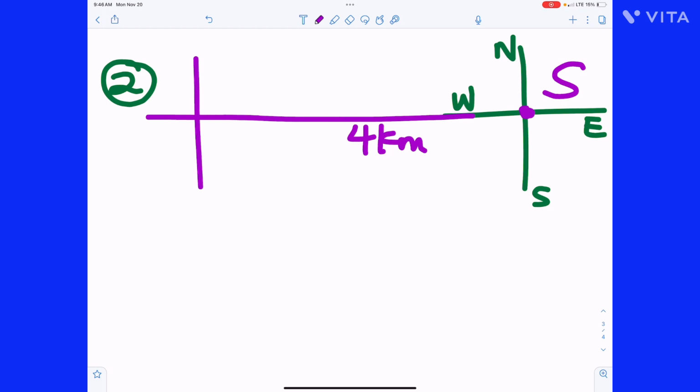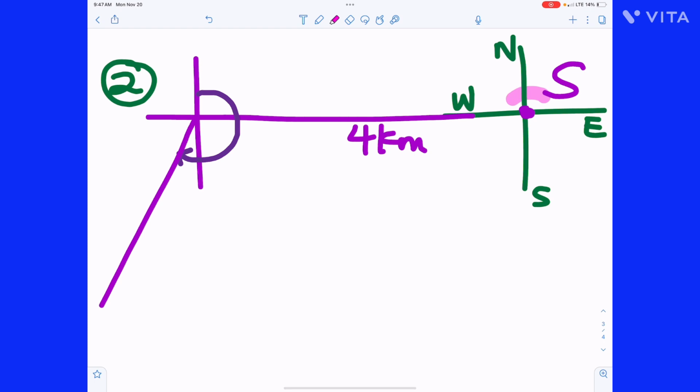Now, the question says, on getting to this point, he walked on a bearing of 197. So let's read 197. This is 0, 90, 180. So 197 will be somewhere here. As you can see, the question says he then walked on a bearing of 197 degrees. 197 degrees will be somewhere here. Let's just mark it. So he walked on a bearing of 197 here until he was southwest of his starting point.